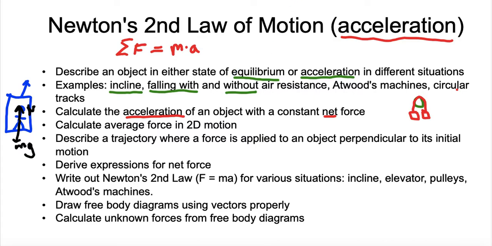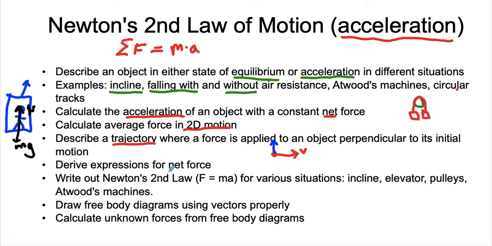So calculate the average force in 2 dimensions. You've got to do it in 1 dimension and in 2 dimensions. Describe a trajectory that could be projectile motion, but it could be a hockey puck on ice or something like that. What is going to happen if the force is perpendicular to its motion? So if it is moving at some speed, v, and then it gets a force perpendicular to it, what happens to the motion of the object? So be able to describe that. Of course, it's going to curve, but it's going to curve quadratically.